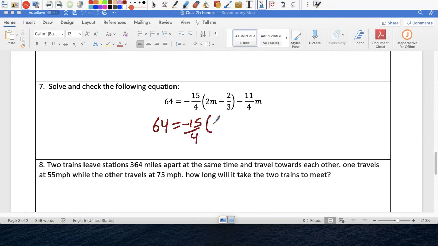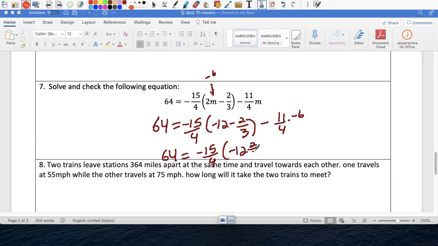So this is negative 6. 2 times negative 6 is negative 12 minus 2/3 minus 11 over 4 times negative 6. 64 equals, well, this is negative 15 over 4 times, oh my god, there was nothing wrong. Negative 12 and 2/3. And this is going to be a positive.